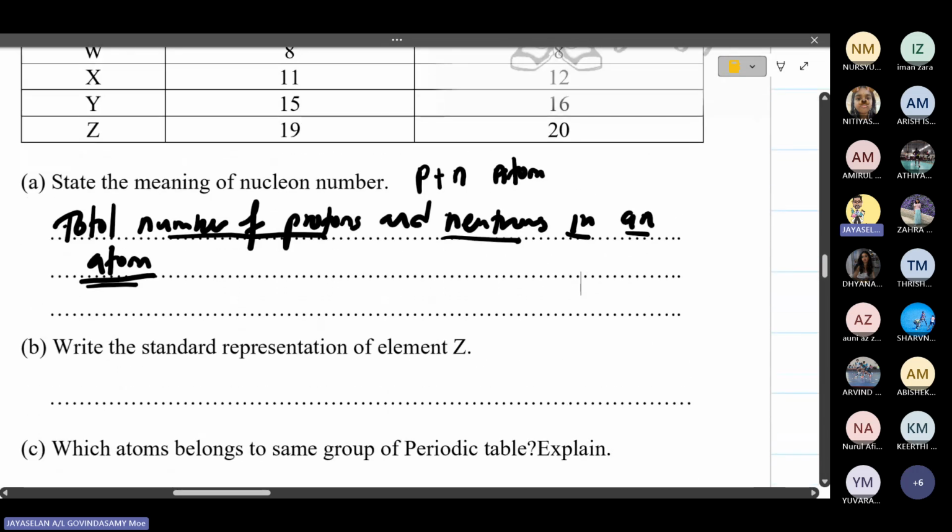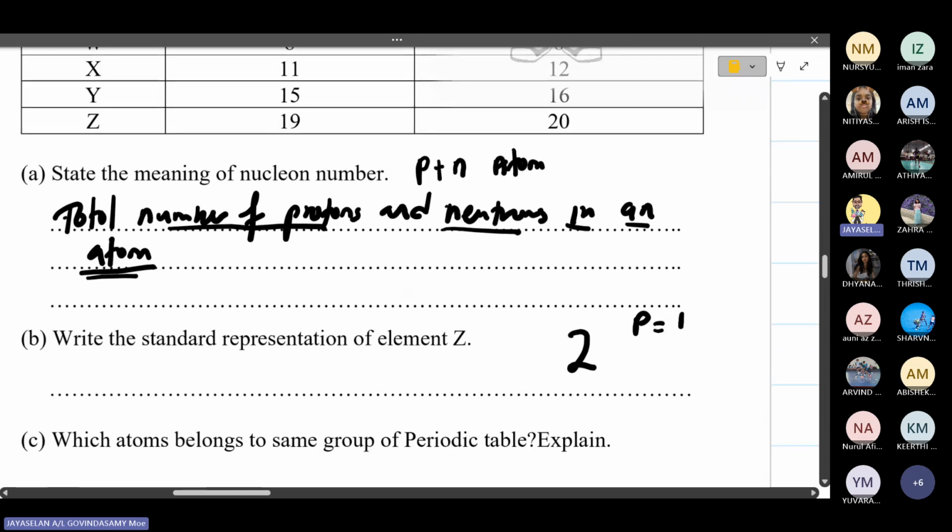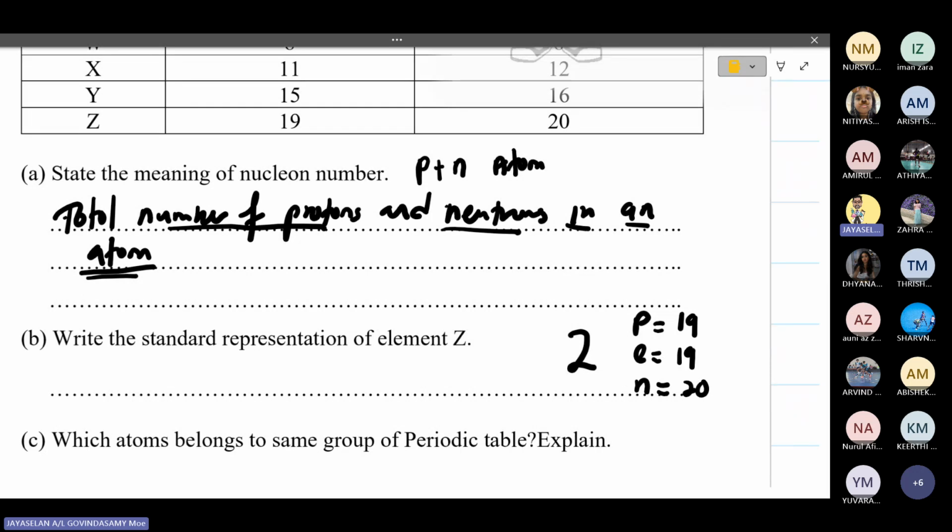Okay, now we go for element Z. Element Z, they want the standard representation. So you all buat di sini. Element Z, proton is how much? Proton is 19. Electron, 19. Okay, neutron, how much? 20. Okay, so you all put the symbol Z. Nuclear number. What is the nuclear number? So if you want to find the nuclear number, what you all do? Proton plus neutron. So your proton 19, neutron 20, 19 plus 20, 39.